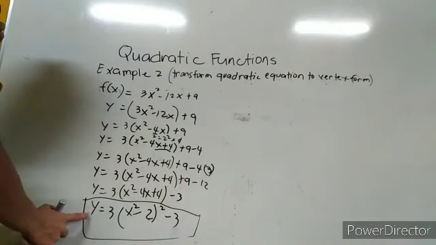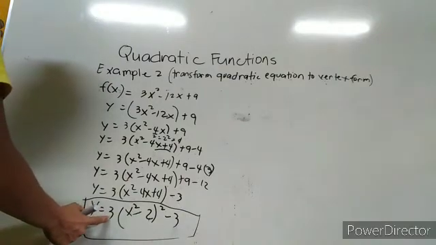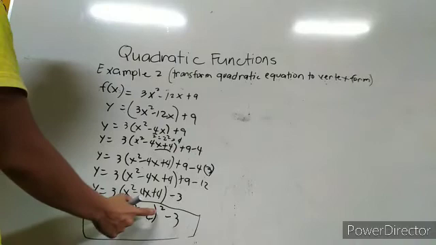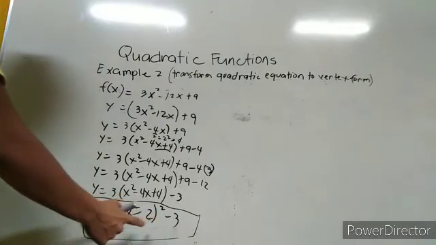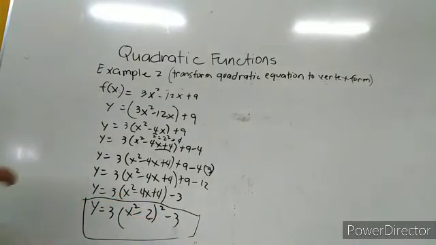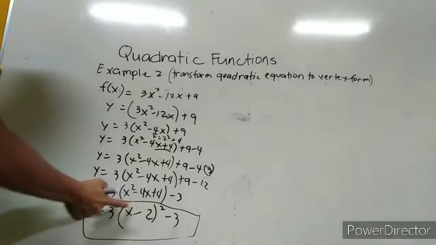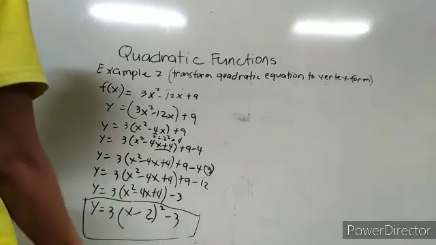So our vertex form now is y equals 3 times x minus 2 squared minus 3.